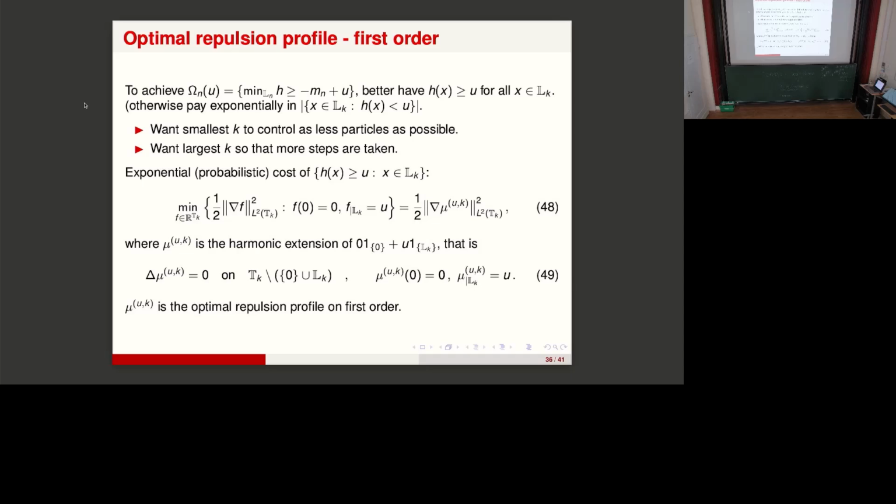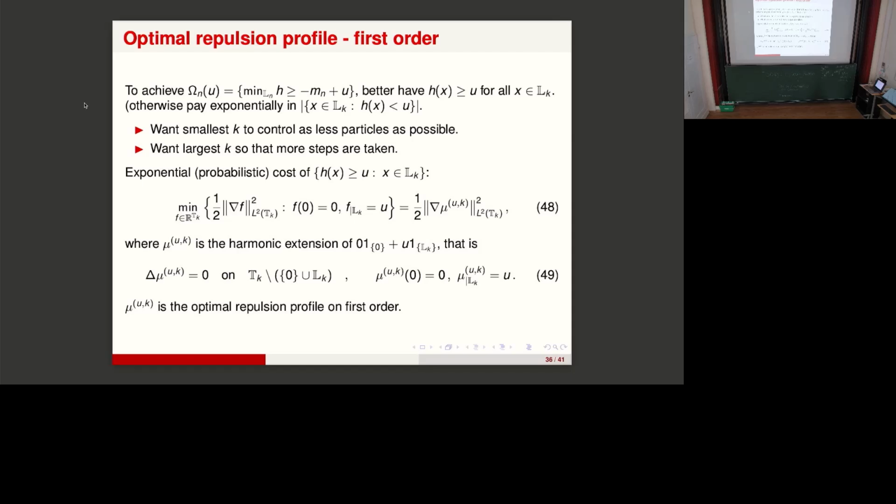So what is the optimal exponential cost that I can have for a function that starts from 0 and reaches u at generation lk? That would give me, on the exponential scale, the cost of lifting the field from 0 to u at generation lk, if I disregard entropy terms.